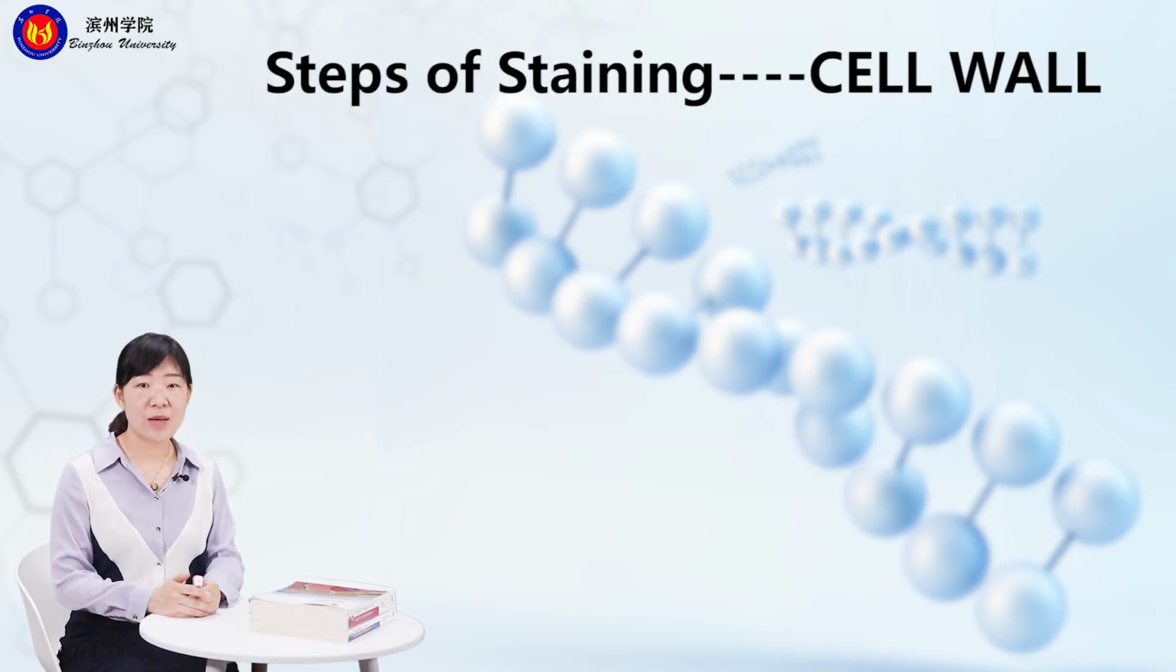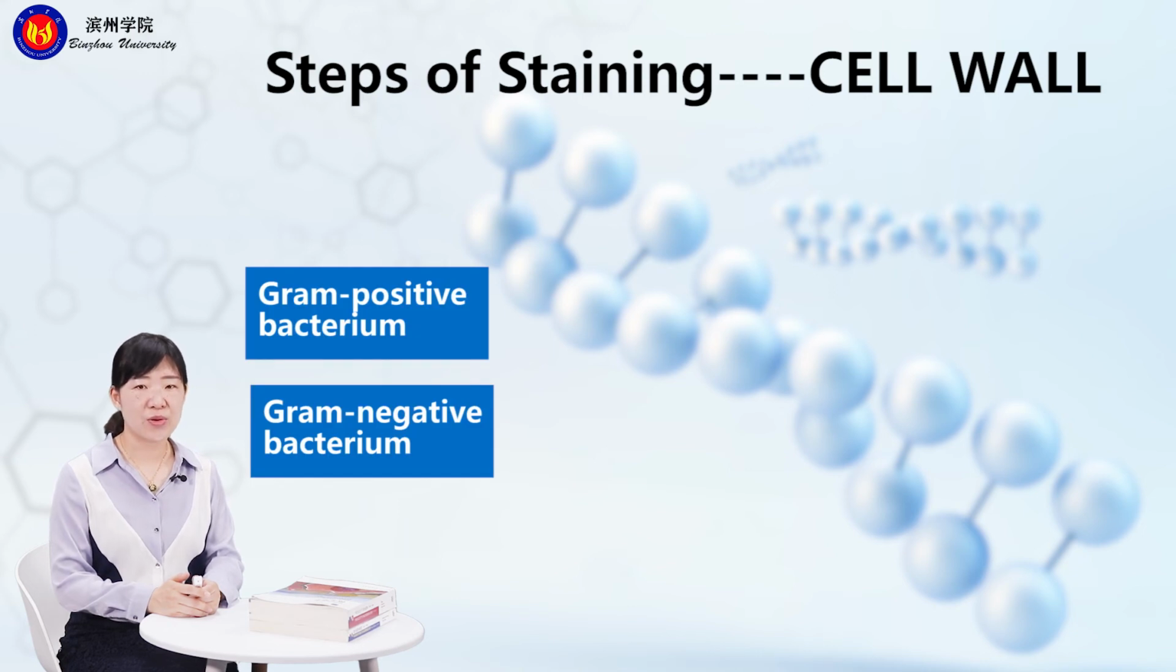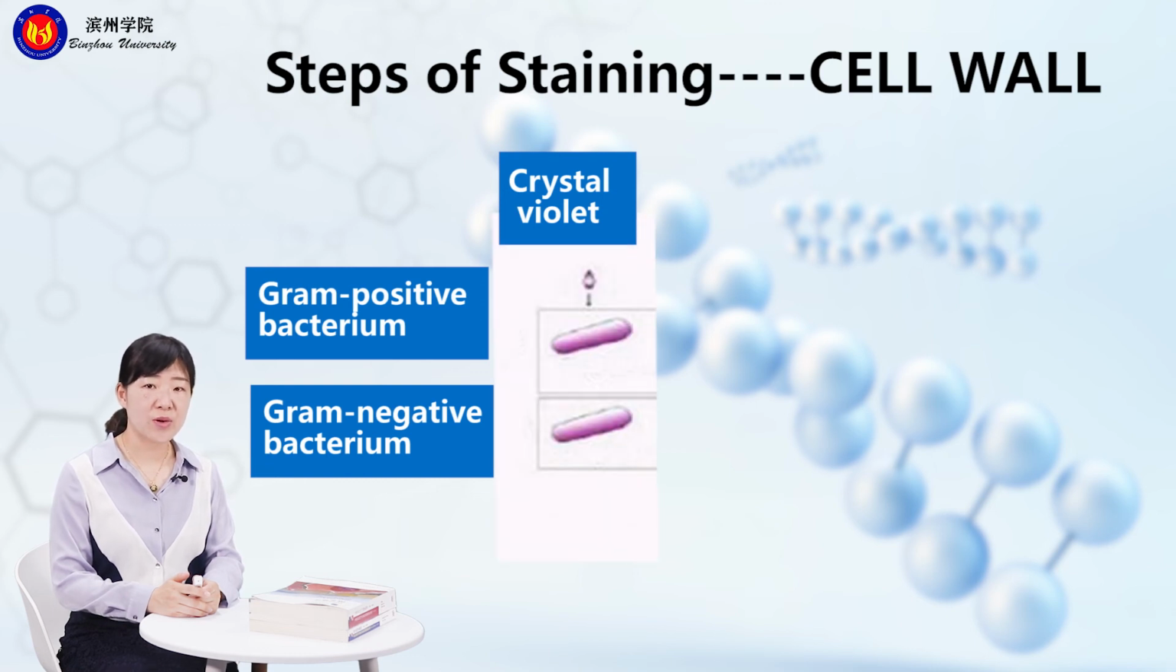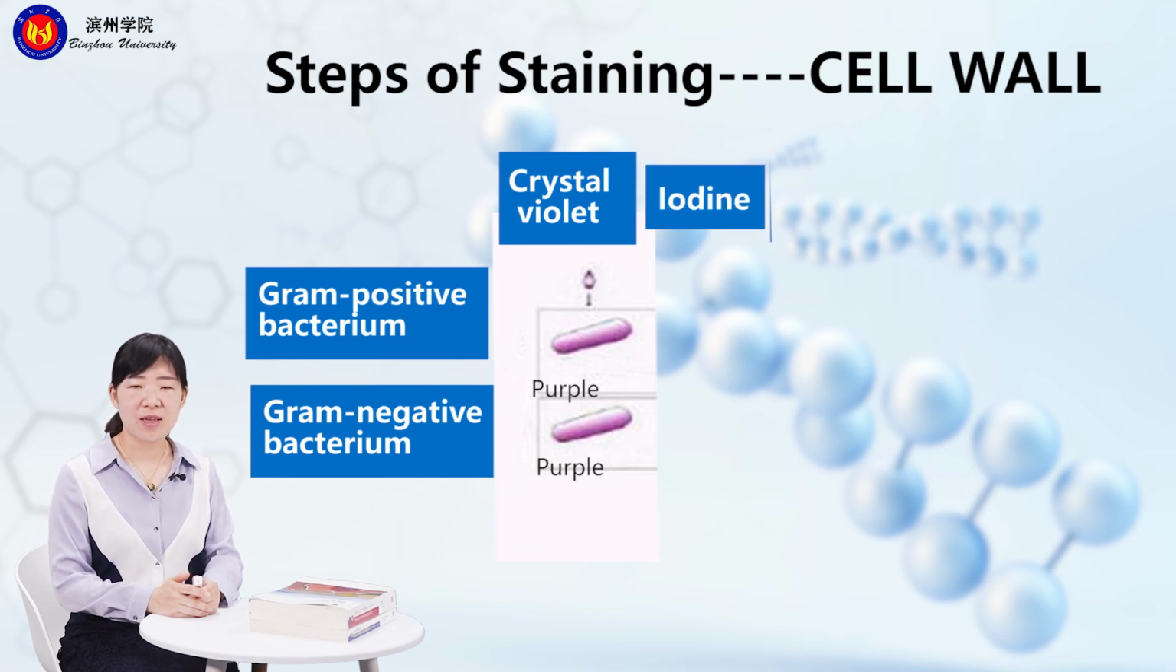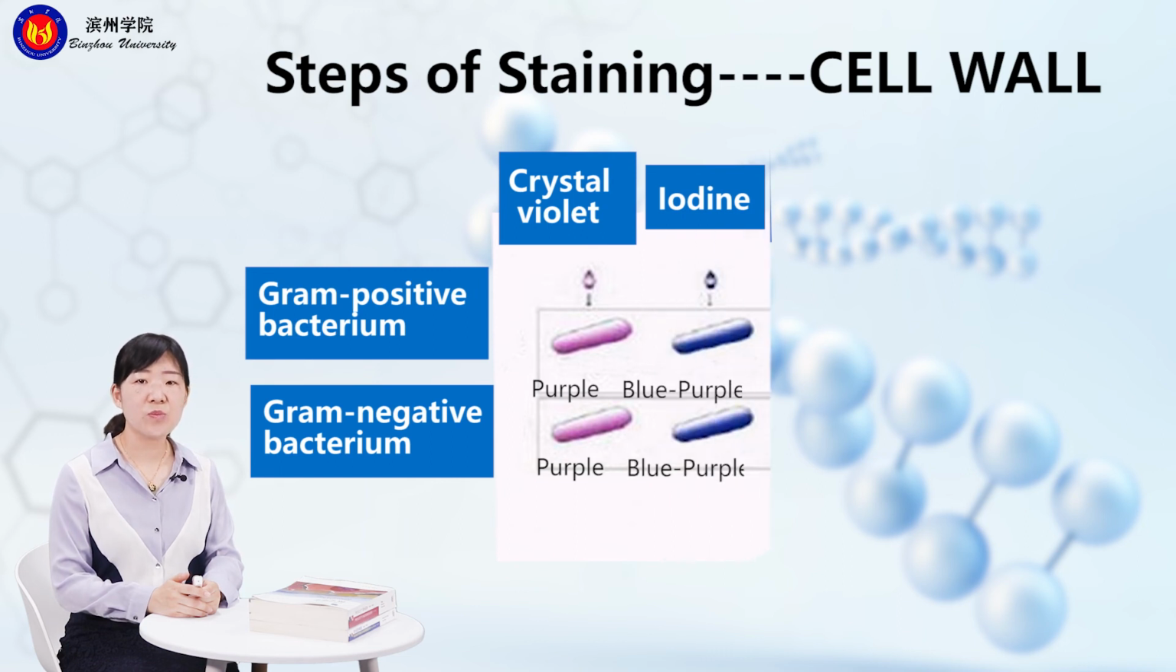Then let's see the steps of staining. First, we have two bacteria. First is Gram-positive bacteria, and second is Gram-negative bacteria. The first step is crystal violet. After this step, both bacteria are purple. Second, we use iodine as mordant. After this step, the bacteria become blue-purple.